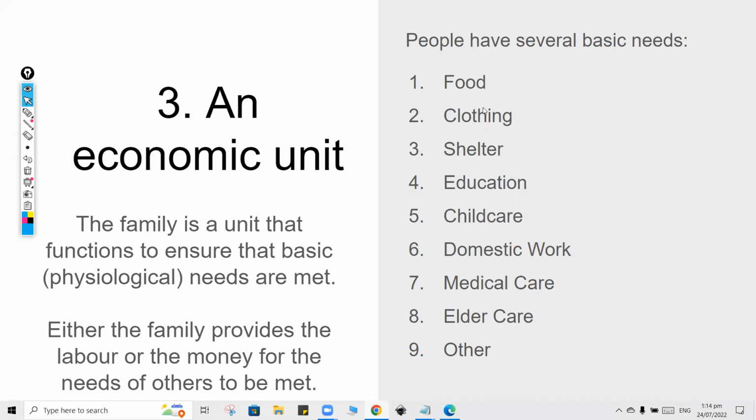Okay, so shelter is making sure everybody has a roof over their head. So maybe that means contributing to rent, or maybe that means helping repair something in the house, a leak or something. Education, so that could mean helping buy books, carrying somebody to school, picking them up, helping them with homework, all of those things, right?